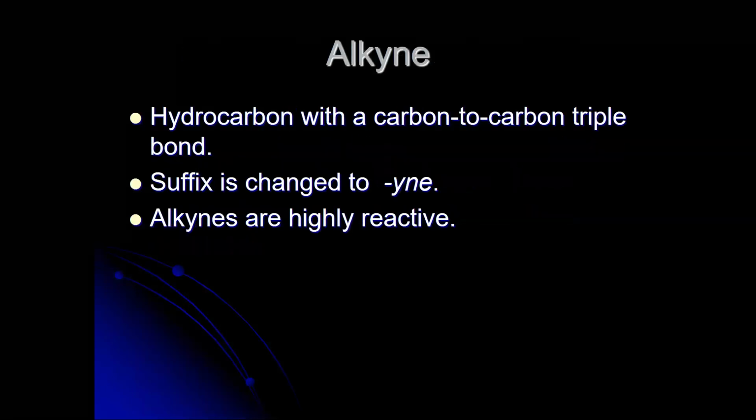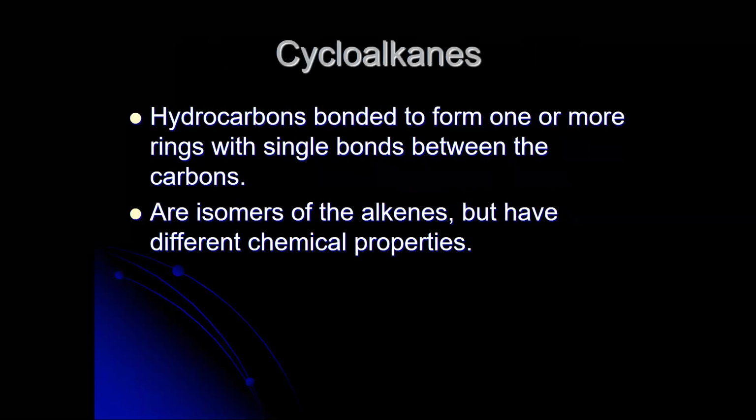Okay, so here are our alkynes. We have a triple bond again. So you're going to start off with your carbon number, and you're going to put "-yne" on the end of it instead of "-ane" or "-ene." So it's the exact same pattern we've already talked about. Nothing really new there. With a cycloalkane, what we do is we form them into a circle. And so they're considered isomers but have different chemical properties.